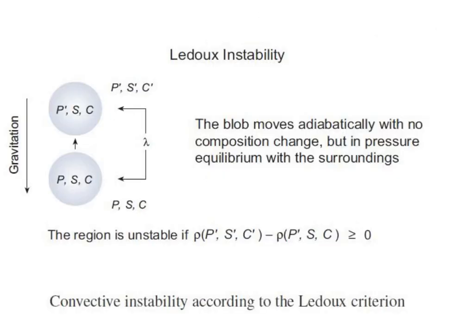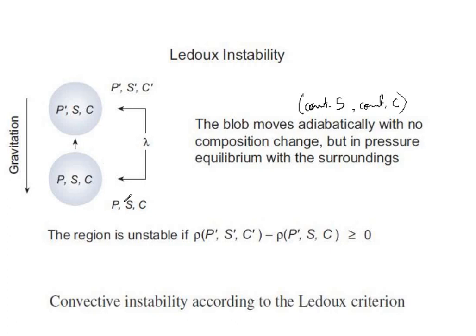Let me now talk about the second criterion, the Ledoux instability. Okay, now again, this time let us assume that the blob moves adiabatically with no composition change, but in pressure equilibrium with the surroundings. So previously we have only constant S. This time we have constant S and constant C as well. Okay, as you can see in this figure.